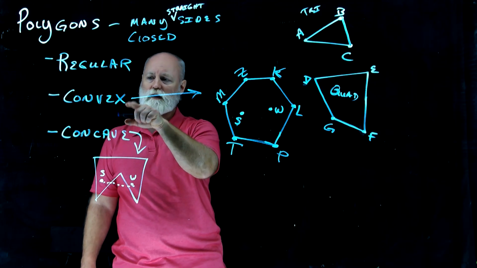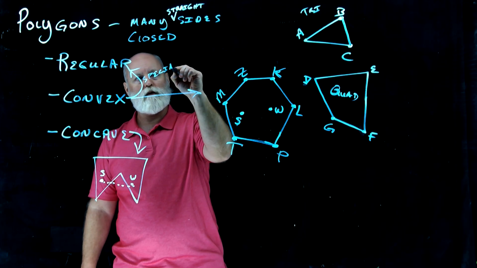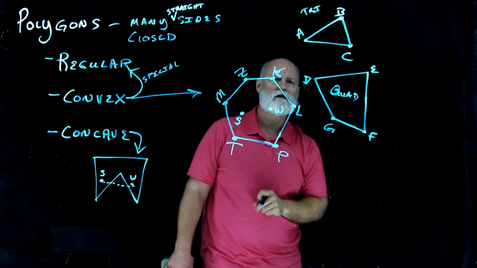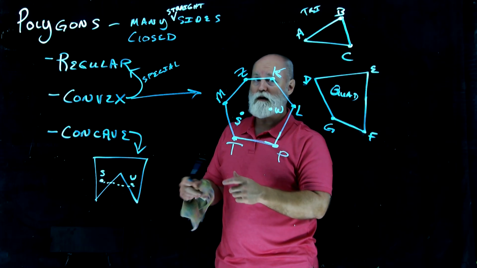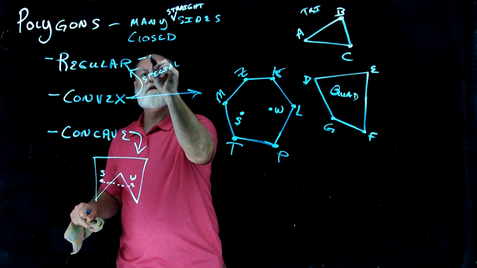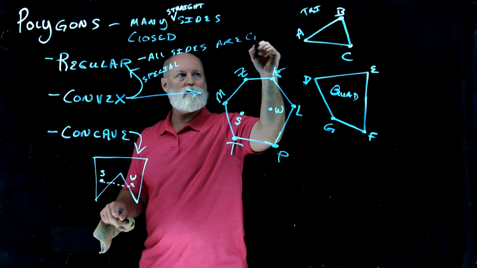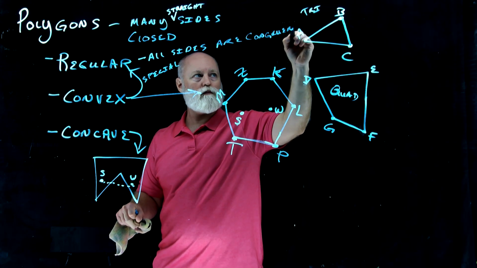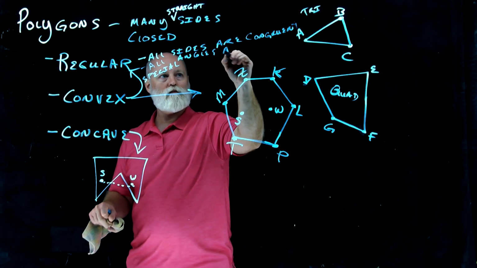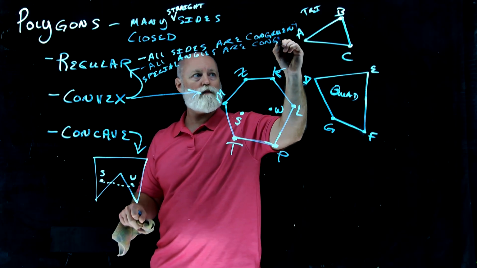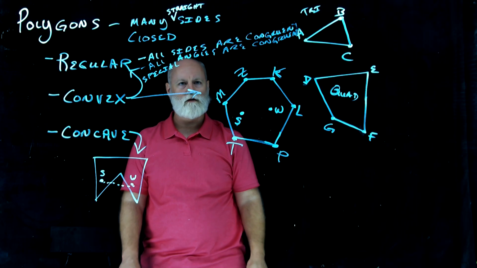Now, if it's convex, we actually have special convex polygons that we call regular. They're a special one. Now, by definition of it being regular, it means all sides are congruent, all angles are congruent. Okay? All sides and angles are congruent.